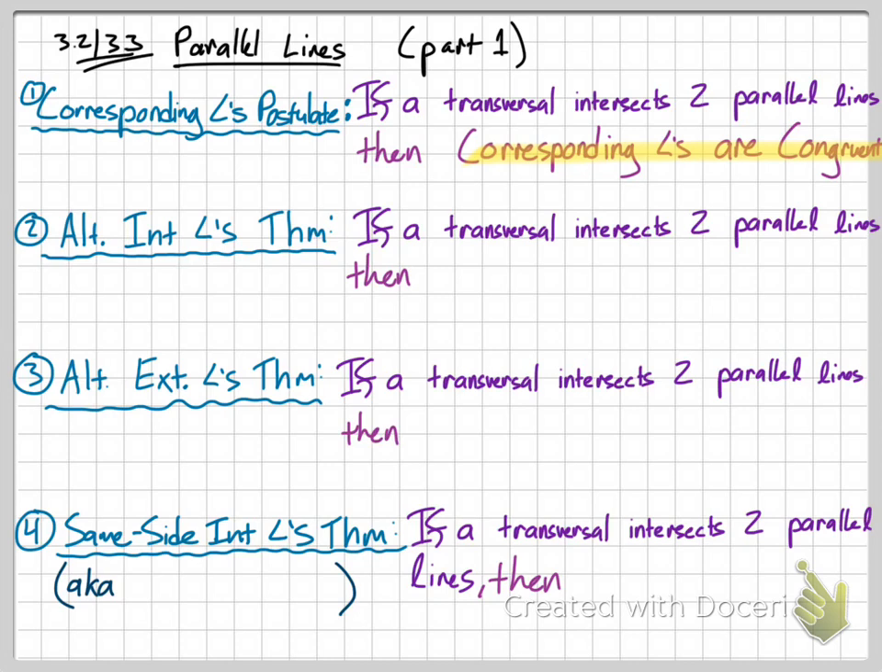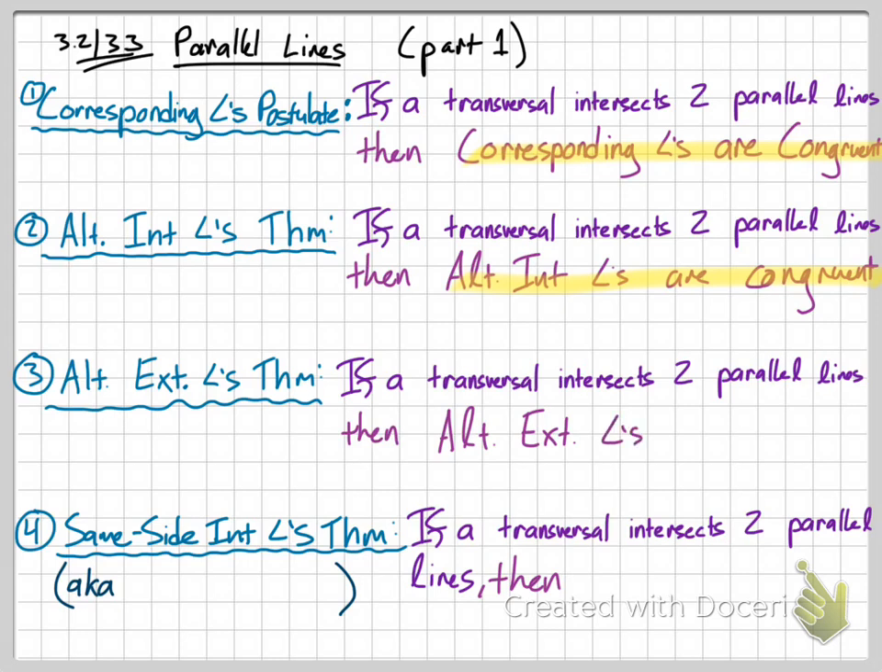The alternate interior angles theorem. If a transversal intersects 2 parallel lines, then our alternate interior angles, they are also congruent. And this is true for the alternate exterior angles theorem as well. They are congruent.